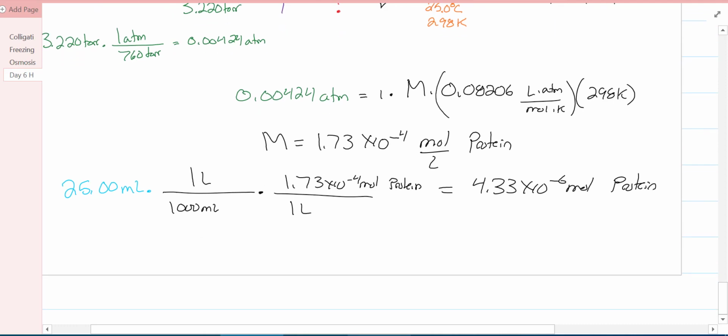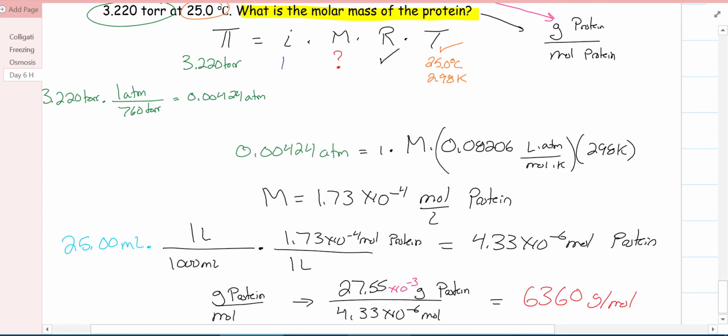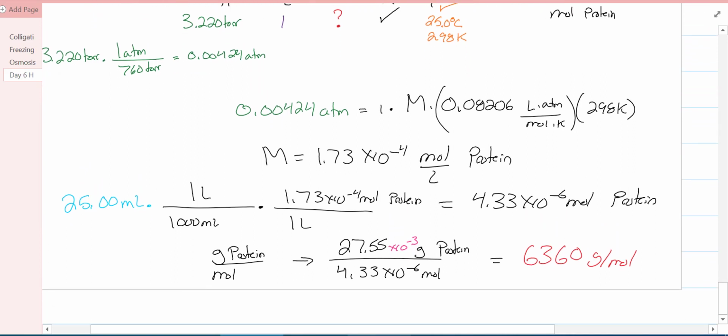So the molar mass then is just grams per mole. It's grams of protein over mole. Well, my grams, I have 27.55 milligrams, right? So that's times 10 to the negative third grams. And my moles was 4.33 times 10 to the negative 6 moles. That should give me my molar mass. And it's 6360 grams per mole. I mean, these proteins can be quite large, like 60,000, 50,000. That's not a bad number. So, and that's about as complicated as osmosis can get for us. i is 1. I guess we could throw out i being 1 and make it just a small amount more complicated. But that's it.